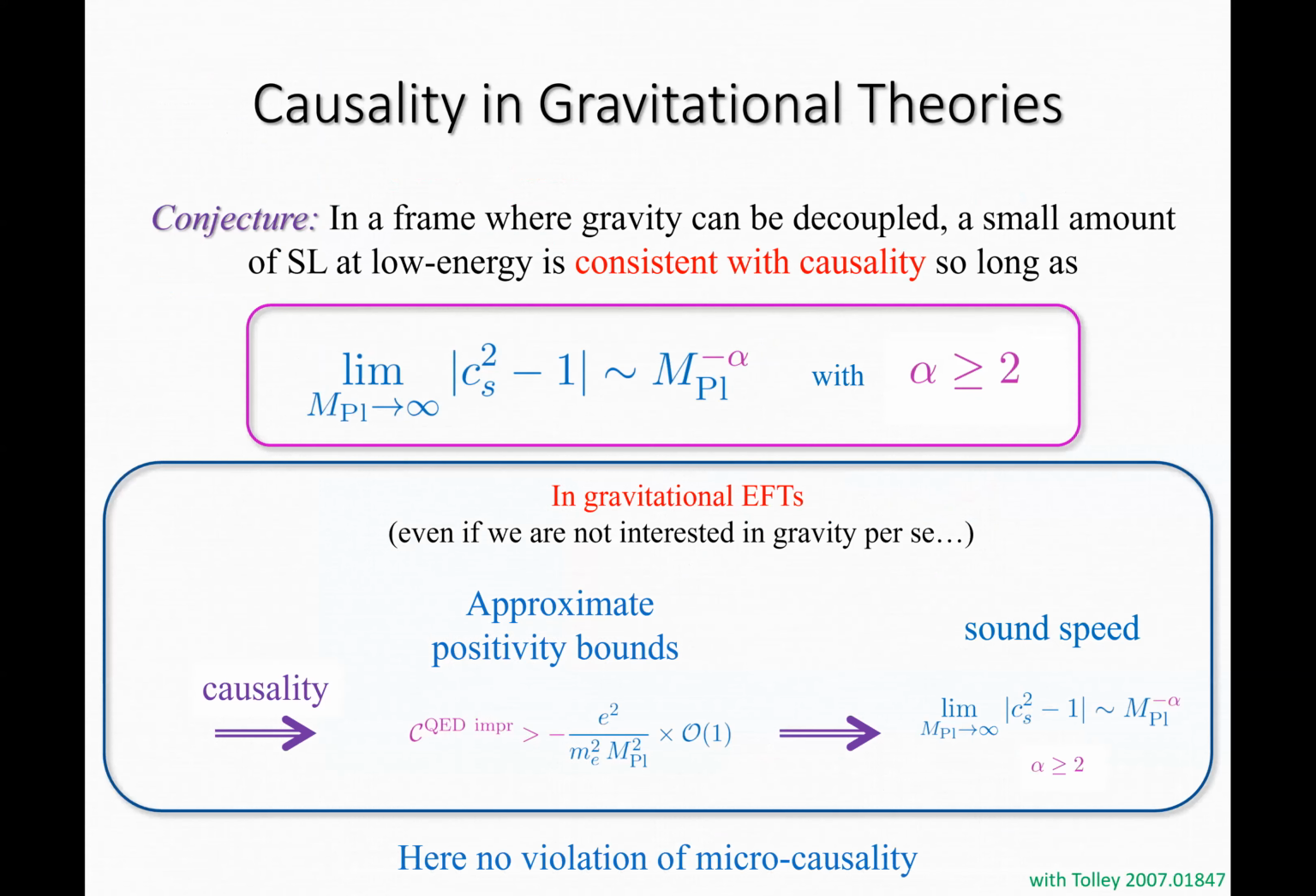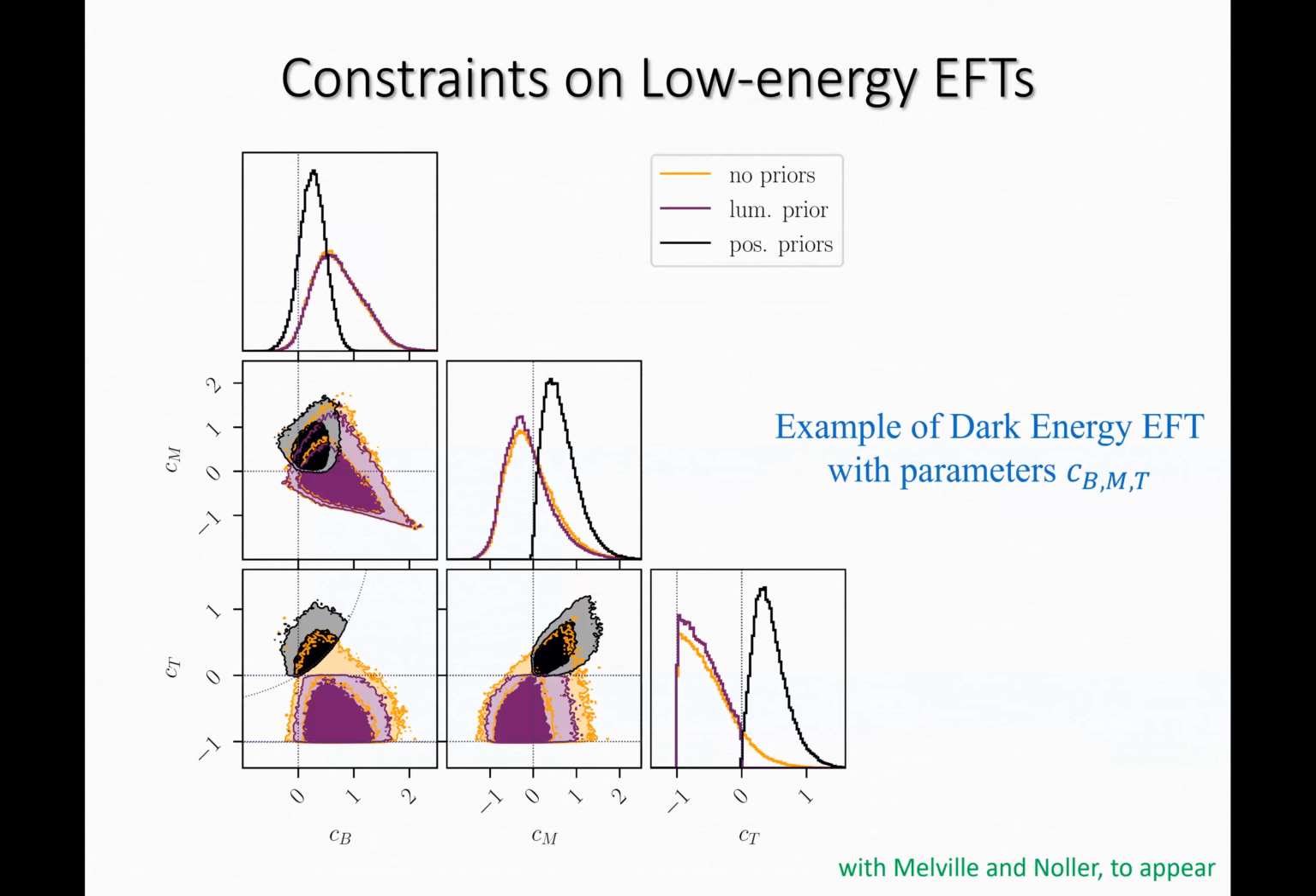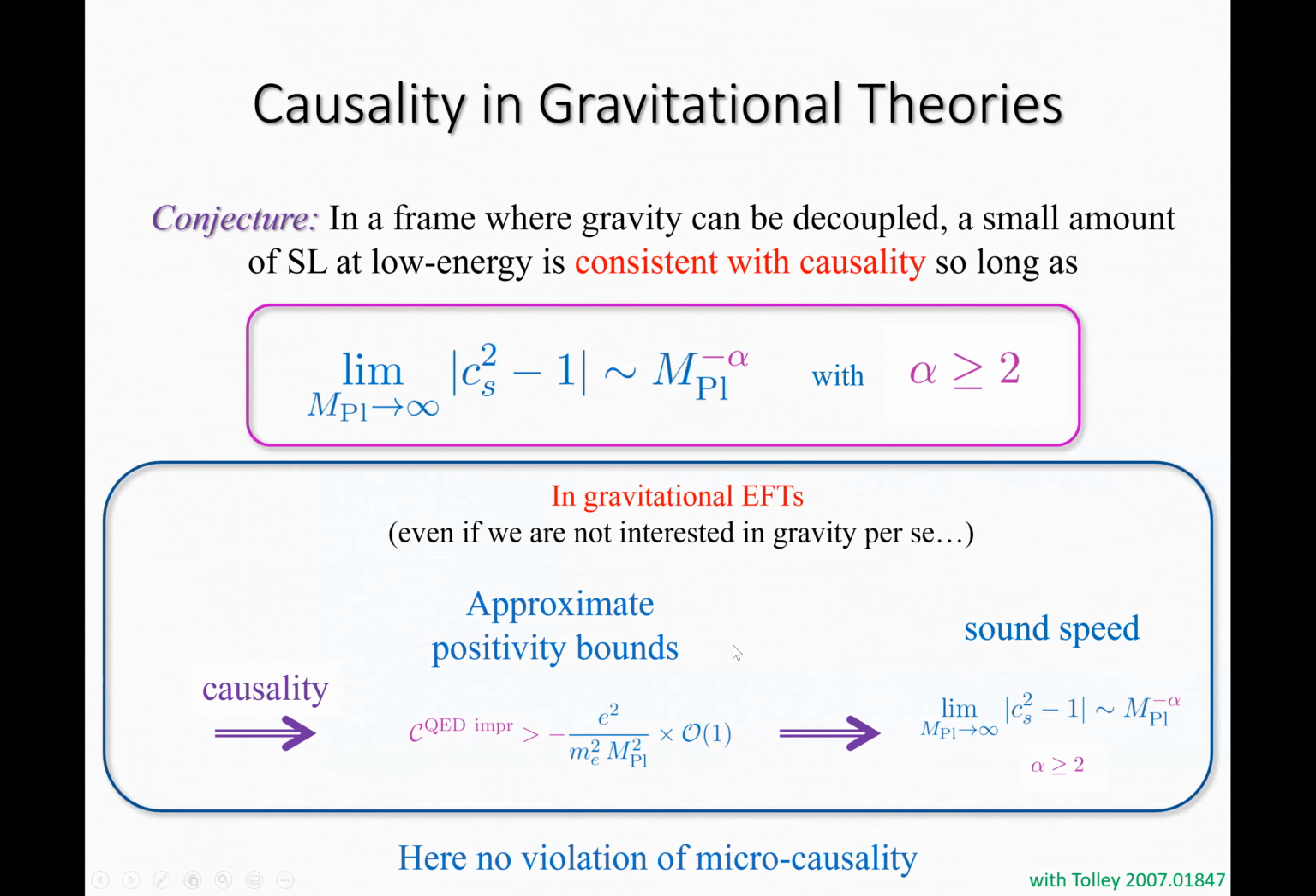I'm happy to talk more about that later, but to cut a long story short, the fact that you're allowed to have a small amount of negativity in a gravitational effective field theory for what would otherwise be positivity bounds tells you that you're also allowed to have a small amount of superluminality in a low energy effective field theory. This is completely independent of frame artifacts or anything like that. I'm not dealing with that here. But you're allowed to have a small amount of superluminality so long as it goes sufficiently quickly to zero when you send the Planck scale to infinity.